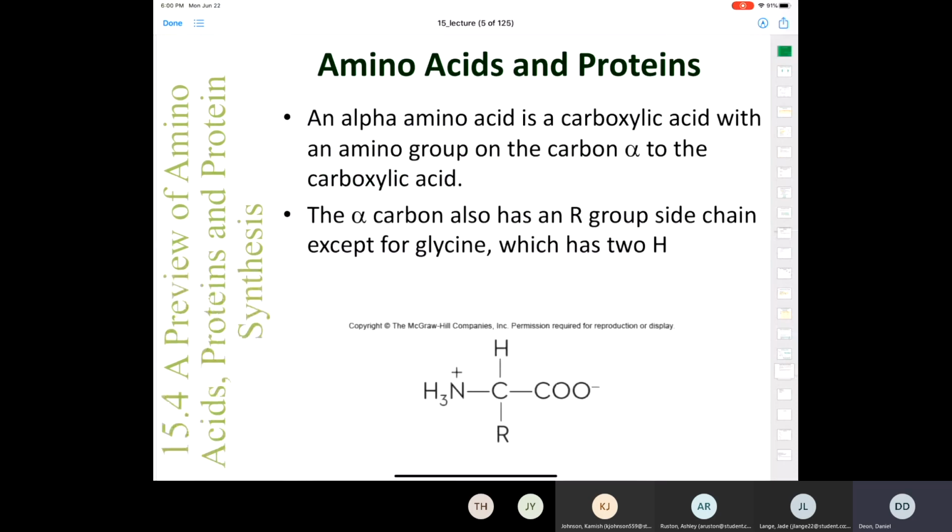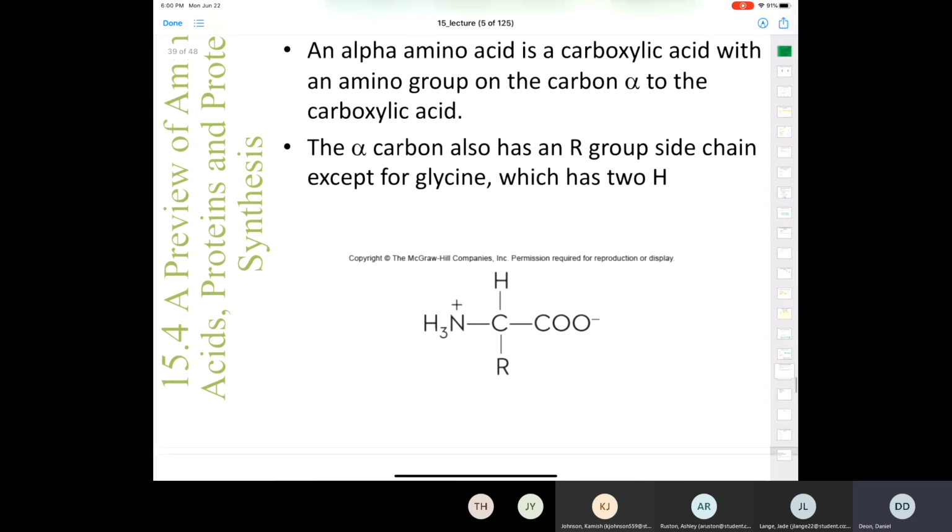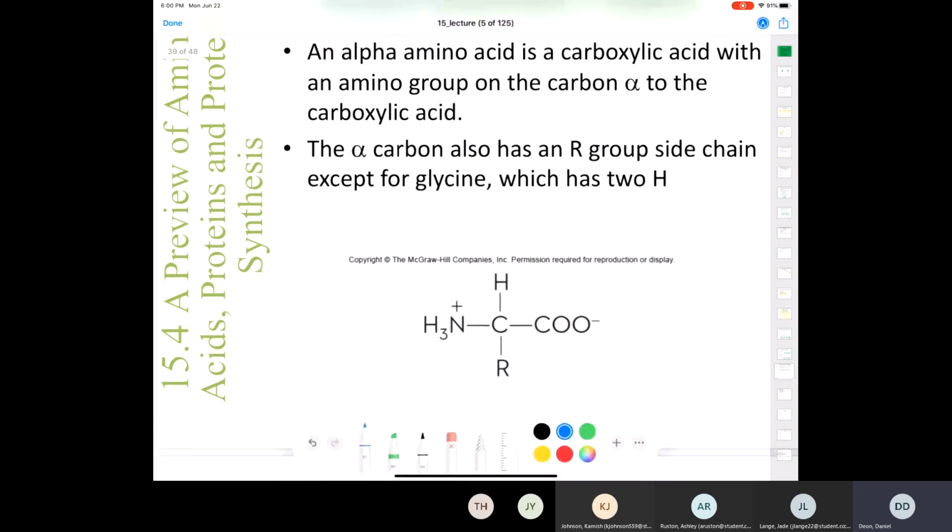Amino acids and proteins. An alpha amino acid is a carboxylic acid with an amino group on the carbon alpha to the carboxylic acid. Let me show you what that means exactly, and you probably have it figured out already. If you have a carboxylic acid, remember we talked about common nomenclature. This is the alpha carbon. Remember that alpha, beta, gamma, delta thing?